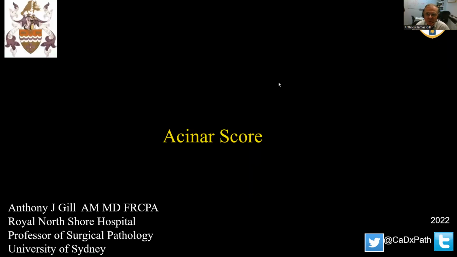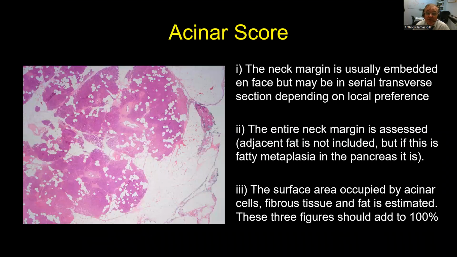I've just been asked to do a quick 1 or 2 minute video about how to perform an acinar score on pancreatic tumours. The basic principles are that you examine the acinar score at the neck margin. We often embed them on face, but you can also do them in serial transverse sections if that's how you do it. We assess the entire neck margin, so on face that's 1 or 2 blocks. If it's serial transverse sections, it might be 3 or 4.